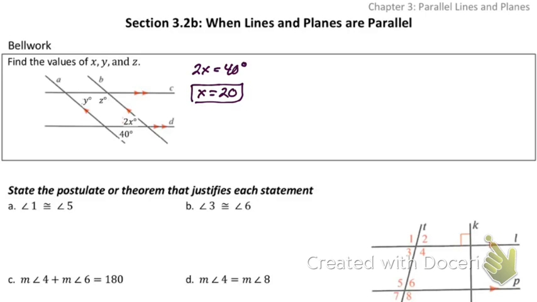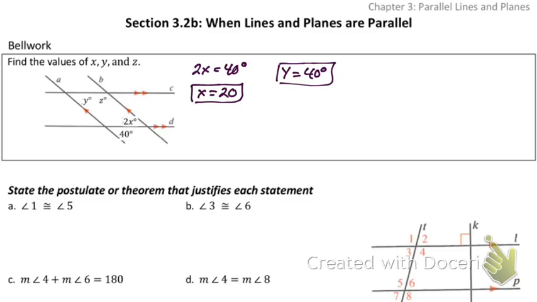All right. Y and 40. What type of angles are these? Note the parallel lines. They're corresponding angles, so they're going to be equal or congruent. So y is just going to equal 40 degrees, and cool. We're done with that one.